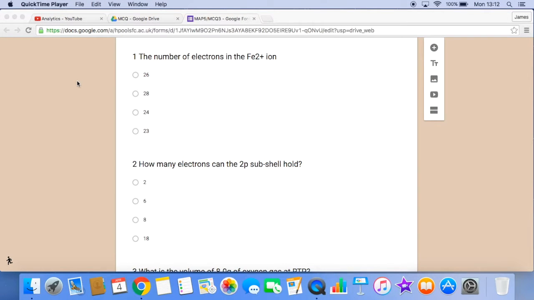Got a 20 question multiple choice quiz, so I'll just quickly read through the questions, you have a go, and I'll go through the answers. So number 1, the number of electrons in the Fe2+ ion. Number 2, how many electrons can the 2p subshell hold?